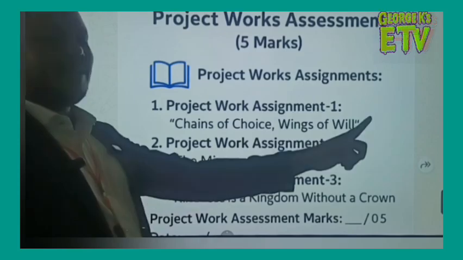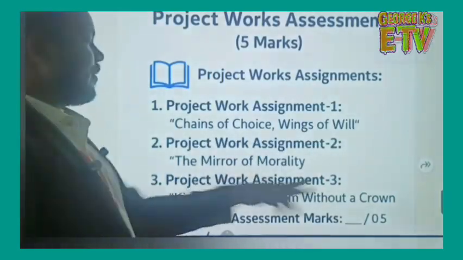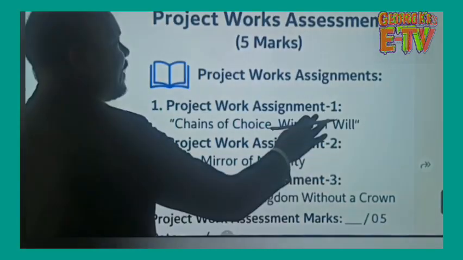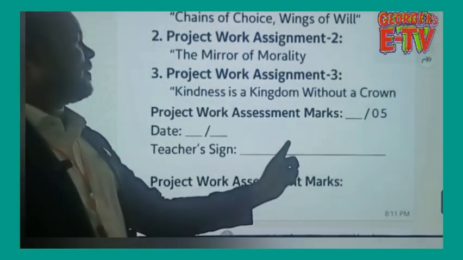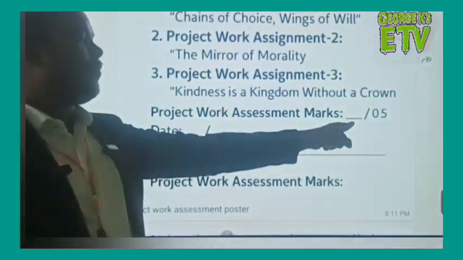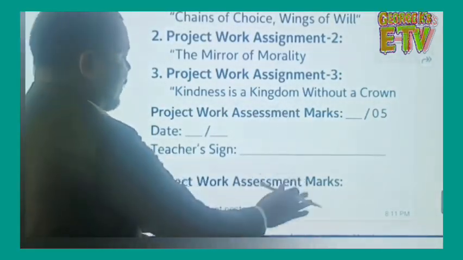Number 1, project work assignment 1 is chains of choice, wings of will. Number 2 is mirror of morality. Number 3 is project works assignment, that is kindness is kingdom without a crown. Project work assessment marks obtained. Here you have to keep a blank and write the full marks. Date, give teacher sign. Then this poster is completed.